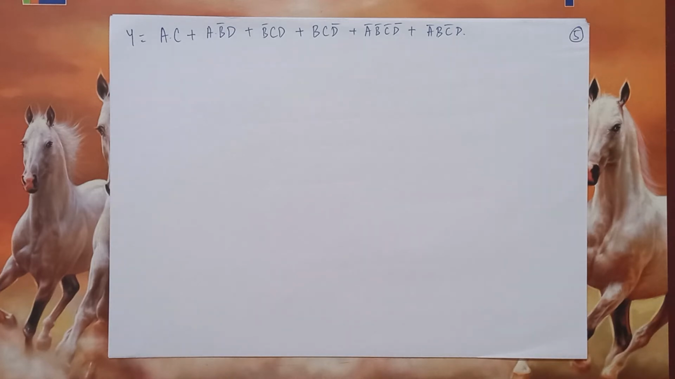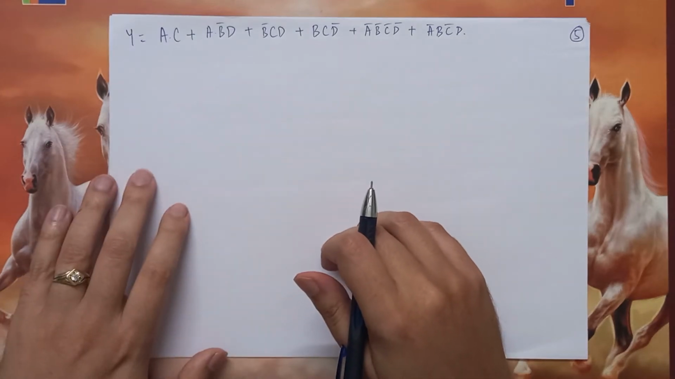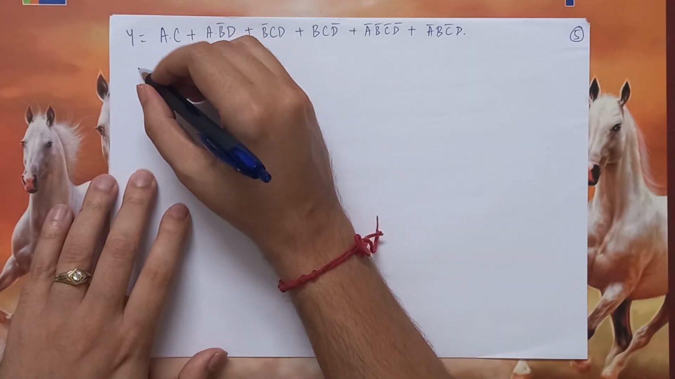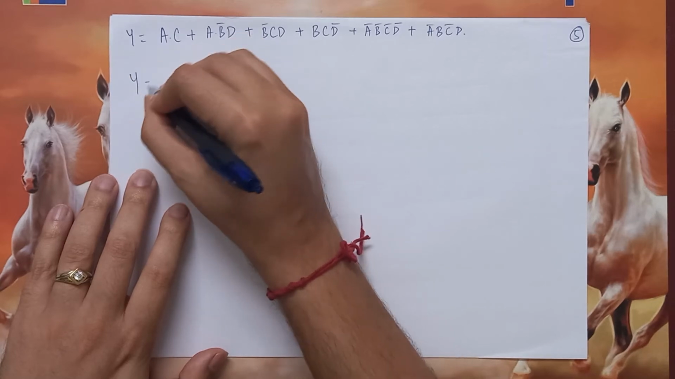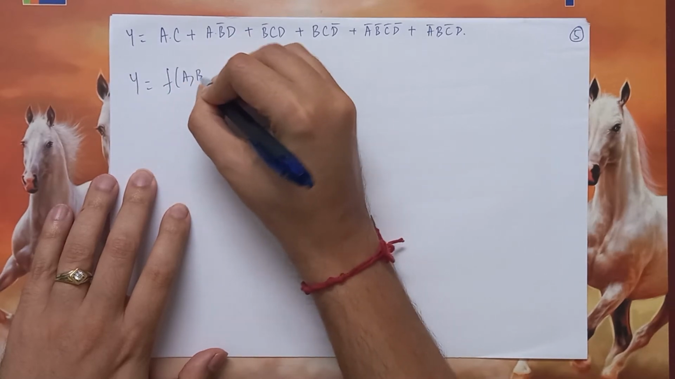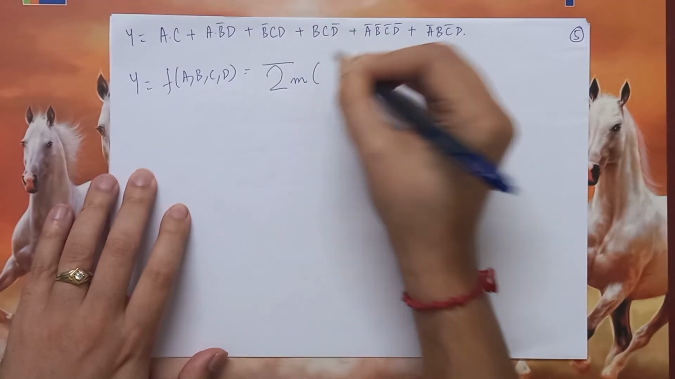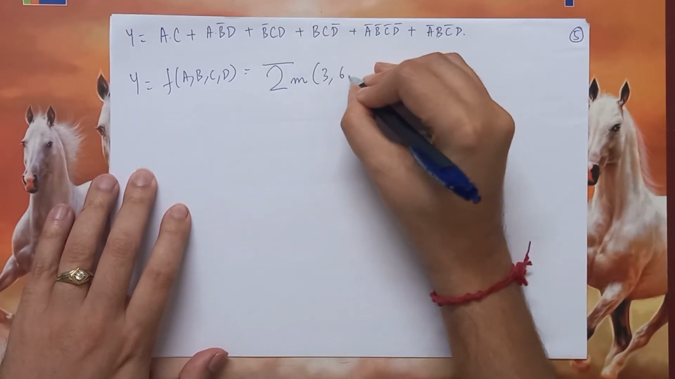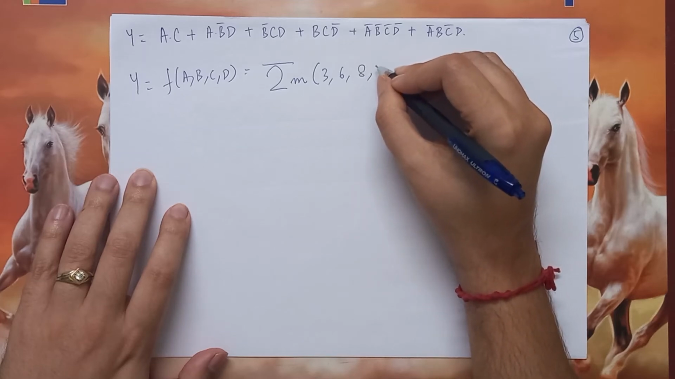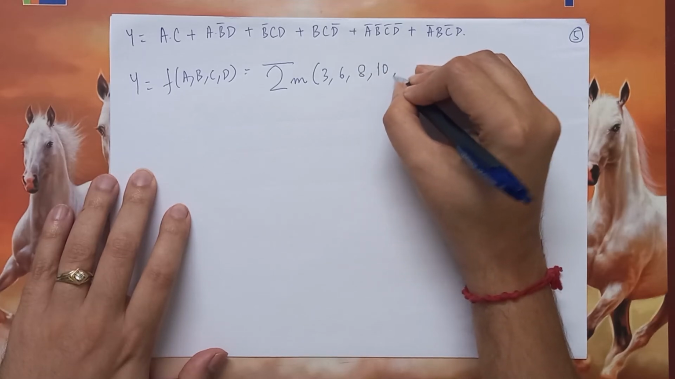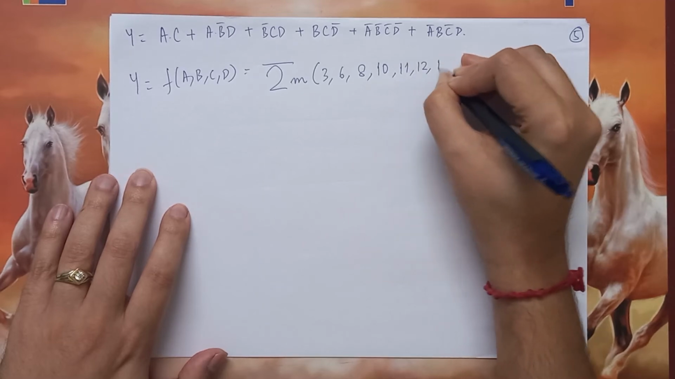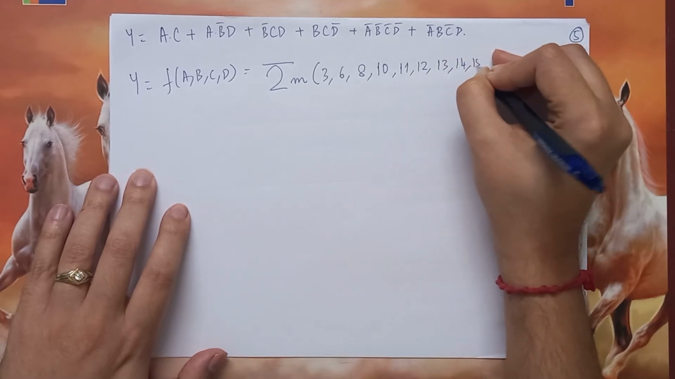Let us take one more example of a 4 variable K-map. That is, let us say Y equals a function of A, B, C, D, and the minterms are 3, 6, 8, 10, 11, 12, 13, 14 and 15.